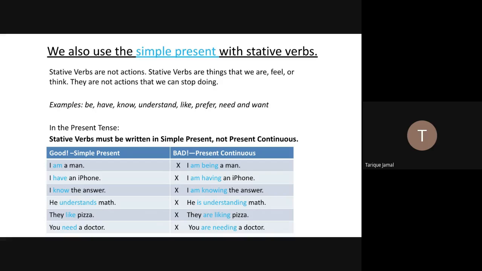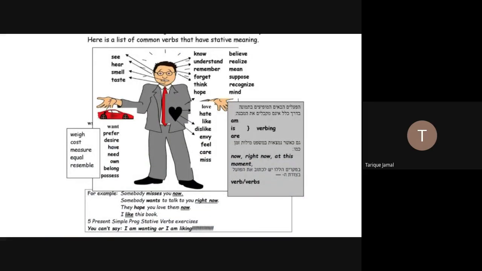All right, now guys, we are going to move on here to the next slide. Okay, so here is a list of common verbs that have stative meaning. So this is a chart that you can understand on your own. I want you all to just read it and understand it. Read the whole slide, okay? Go through it right now for the next couple of minutes, and I will leave the slide here for at least 2.5 minutes so that you can understand what exactly we're doing.